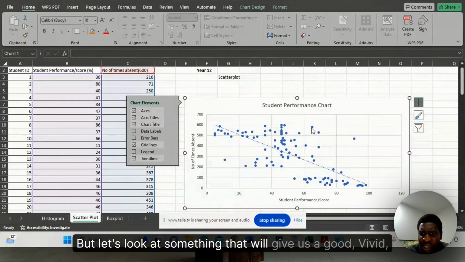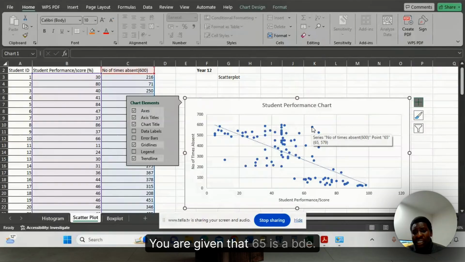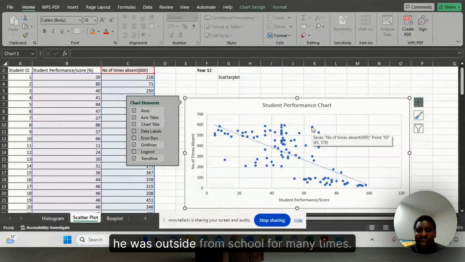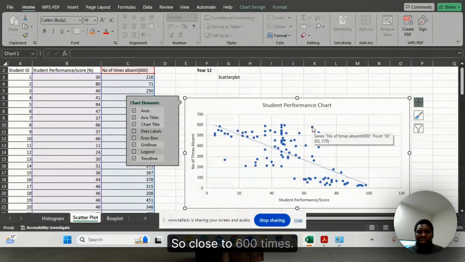But let's look at something that will give us a good vivid explanation. Look at this now. This one has 65%. You are giving that 65 is a B. So you had the B. And he was absent from school many times, 579 times. You can see it. 579 times. So close to 600 times, yet he had a B.